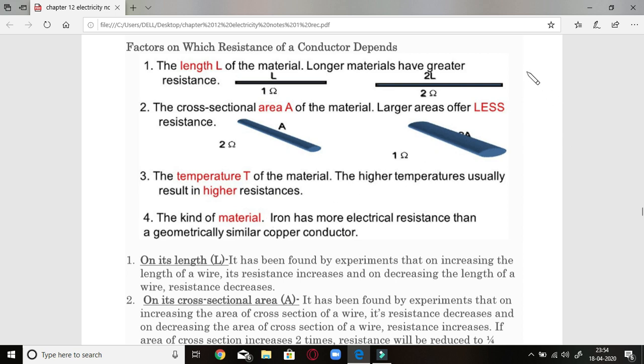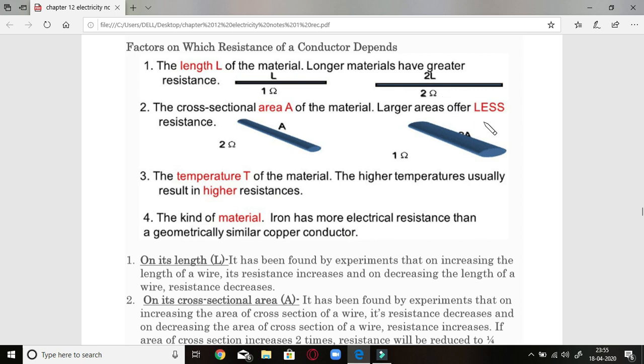Let us see, students, now on which factors does the resistance of a conductor depend. First of all is the length of the conductor. More the length of the conductor, more will be the resistance. Less the length, less will be the resistance. If we take length as L, its resistance will be 1 ohm. If we take length as 2L, resistance will be 2 ohm. So length really matters. Longer wires will have more resistance, or a power to oppose the flow of current.